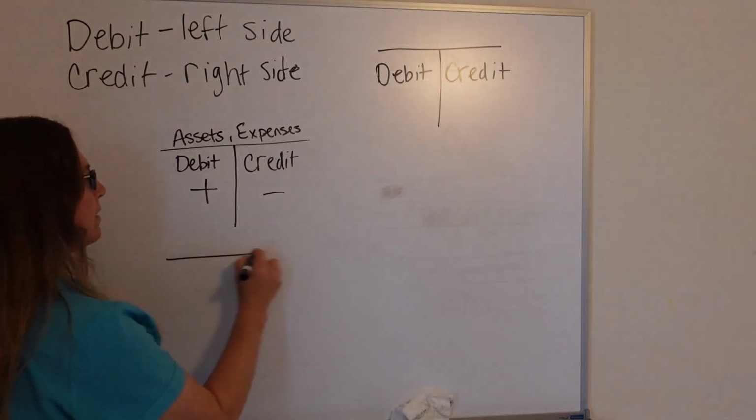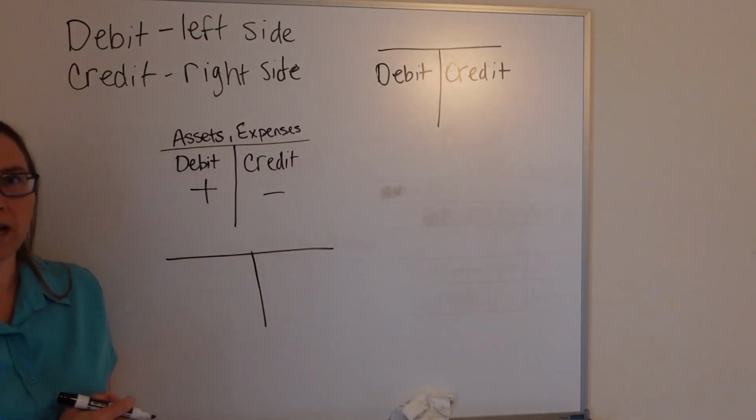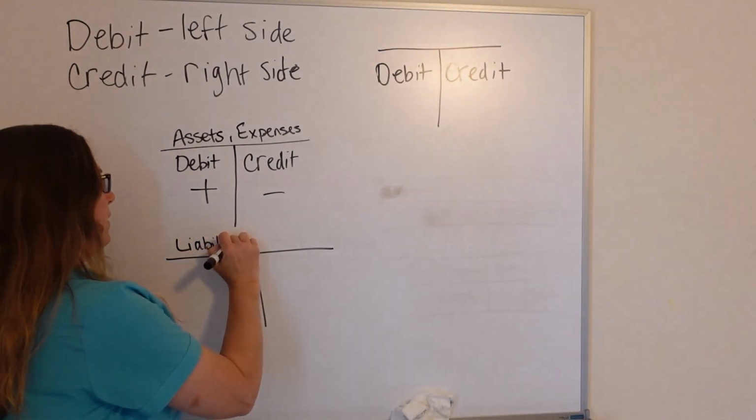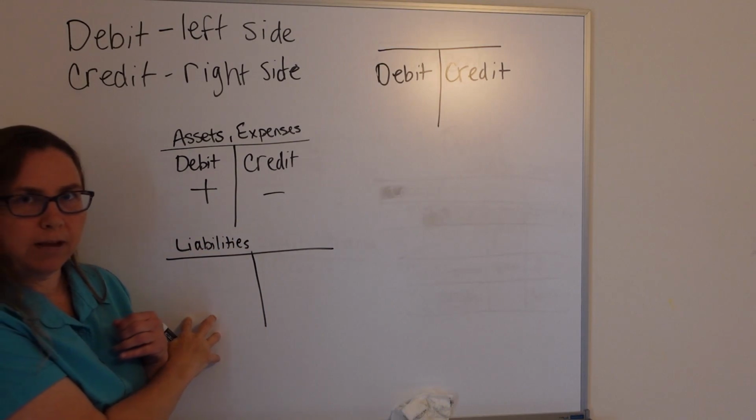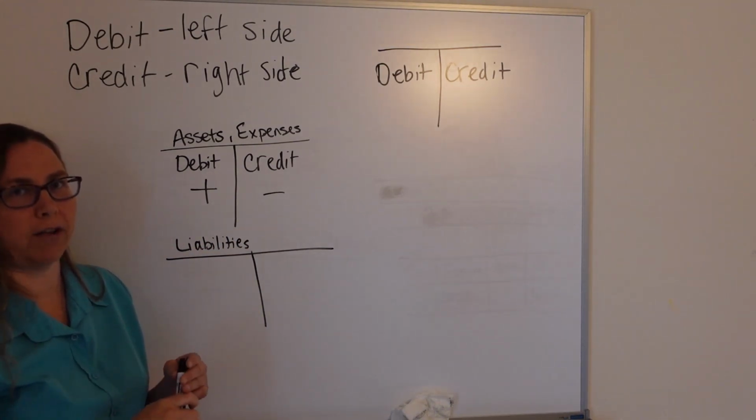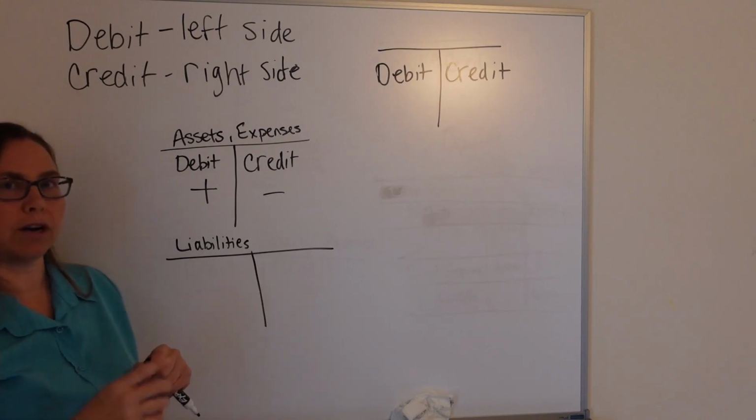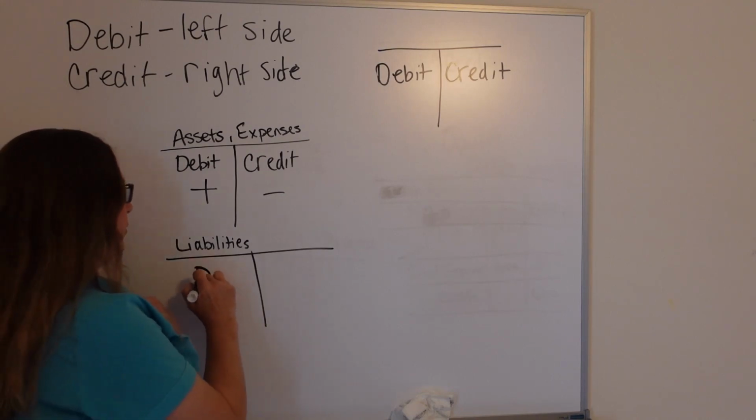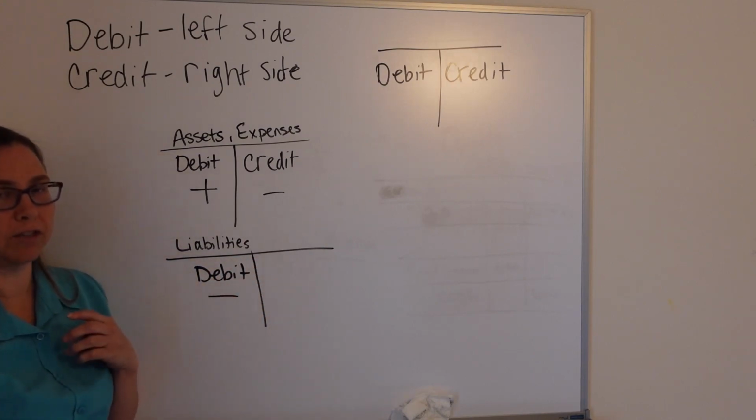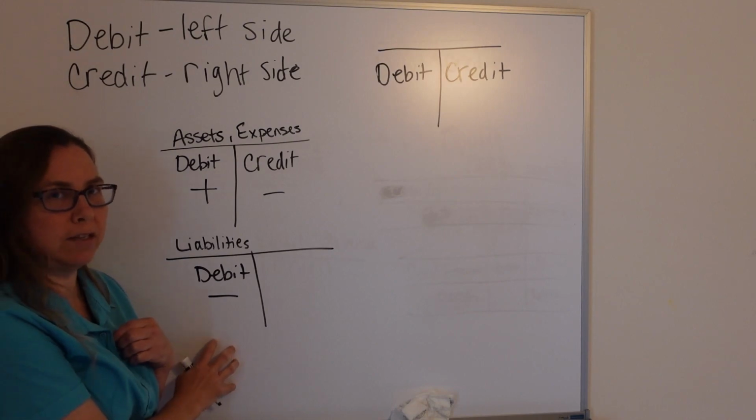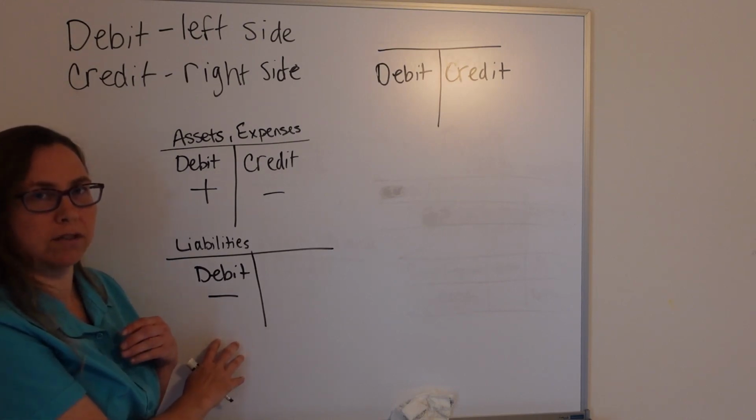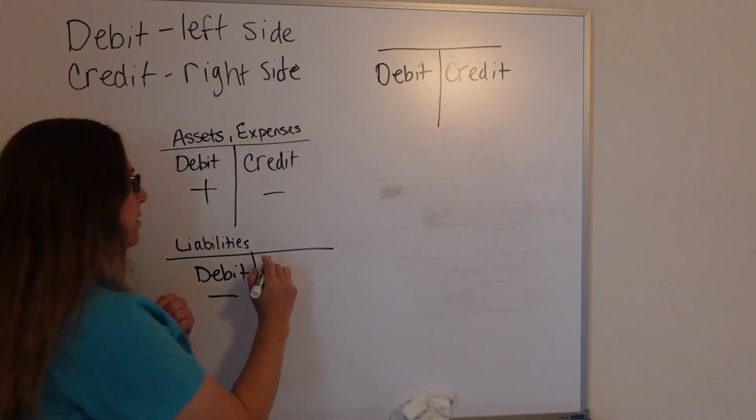Okay? And then there's some accounts that have opposite rules. So debts. In accounting, we call them liabilities. So if you have a note payable account or accounts payable or a credit card account, any money you owe is going to work in the opposite direction. So the debit side would be subtracting from your debt. So as you're making payments towards a debt, you would be debiting that debt account in your books.